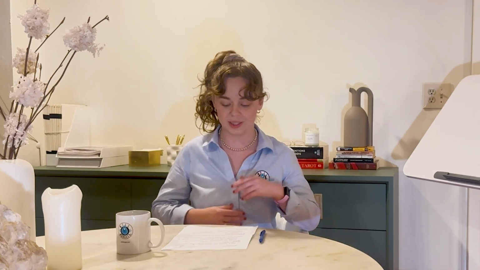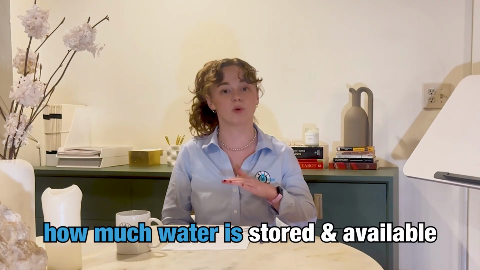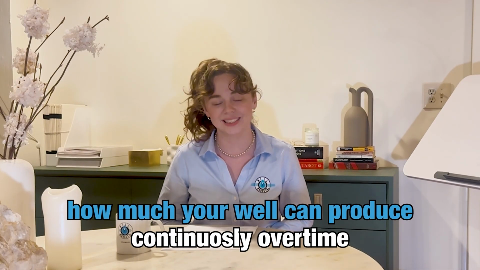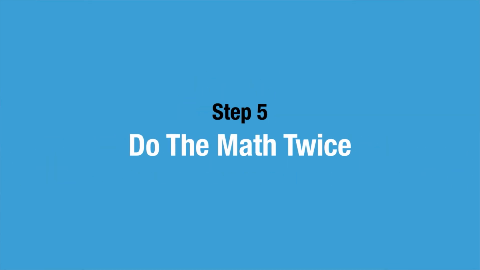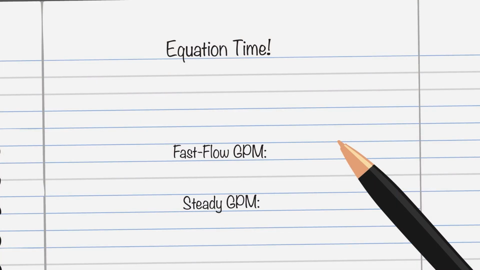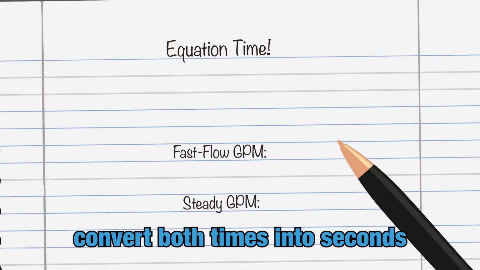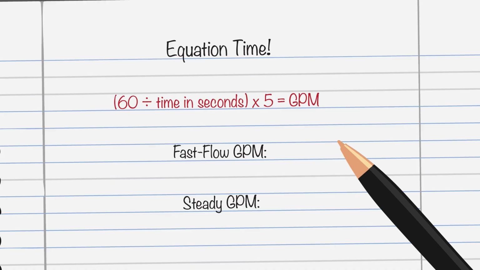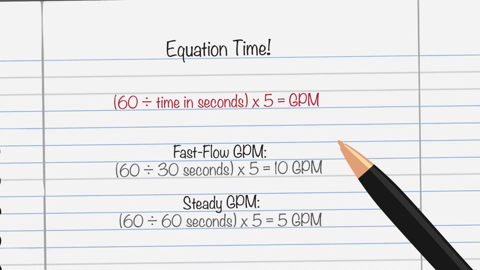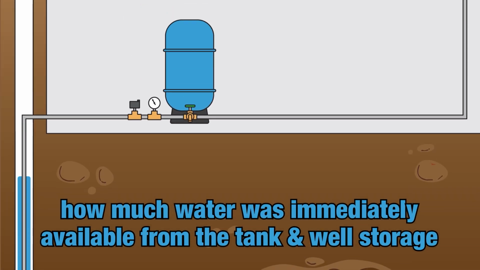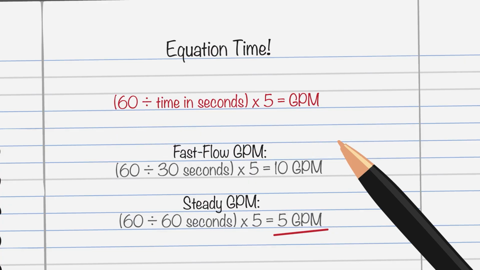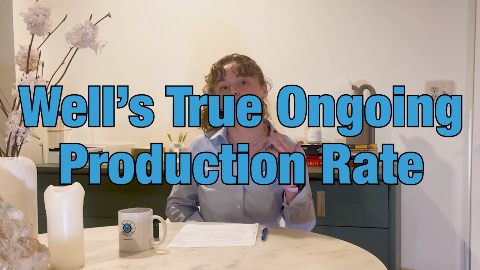These 2 numbers are important because they tell you how much water you had stored and available right away versus how much your well can produce continuously over time. So now that you've got those 2 numbers, here's what we're going to do with them. You're going to convert both times into seconds, okay? So you'll take 60 divided by your time in seconds, multiply that by 5 to get your GPM. Your fast flow GPM shows how much water was immediately available from the tank and well storage, whereas your steady GPM, this is calculated from the full bucket fill time, shows your well's true ongoing production rate. You're going to use this steady GPM as your planning number for any household water use that you have.